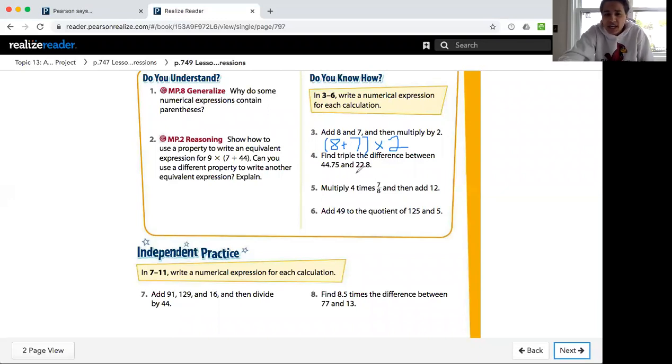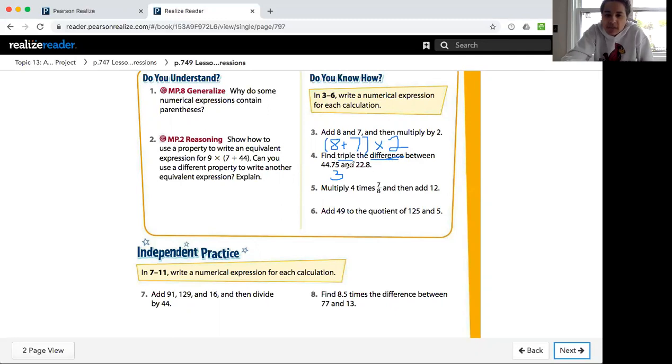It's a little bit different. It says find triple the difference between 44 and 75 hundredths and 22 and 8 tenths. Now, what does the word triple mean? Hopefully you're saying 3. That's right. So, we're going to find the triple. So I'm going to write my 3. Find triple the difference. What does that word difference mean? It's a key word for subtraction.